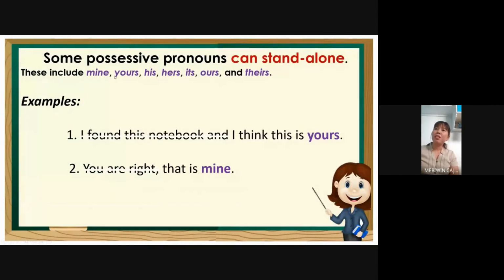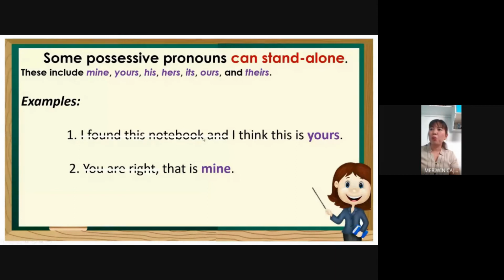Okay, some possessive pronouns can stand alone. These include mine, yours, his, hers, its, ours, and theirs. Remember this, kids. These are the possessive pronouns that can stand alone. What do you mean by that? Number one, let us discuss this further. For example, why did the teacher put a line here?